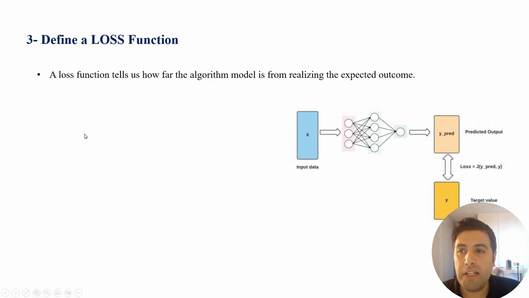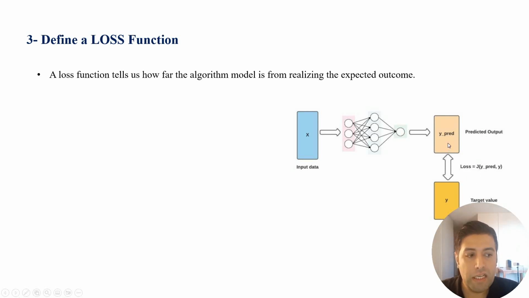Then we must define the next step. We must define a loss function. A loss function tells us how far our model is from realizing the expected outcome. We expect a target value, but we will have a prediction, which in the first steps of training is far from our target values, and we want to make the prediction as close as possible to the target values. So we use a loss function.